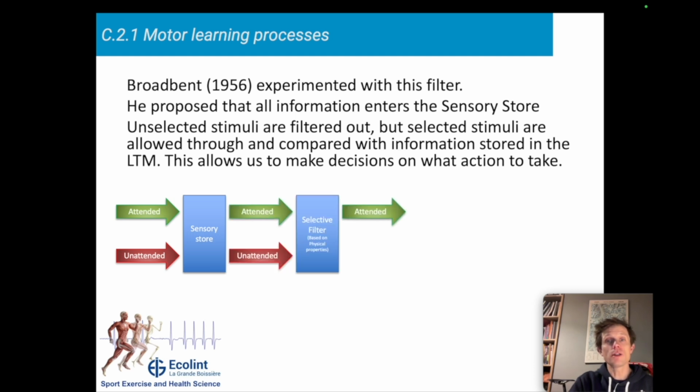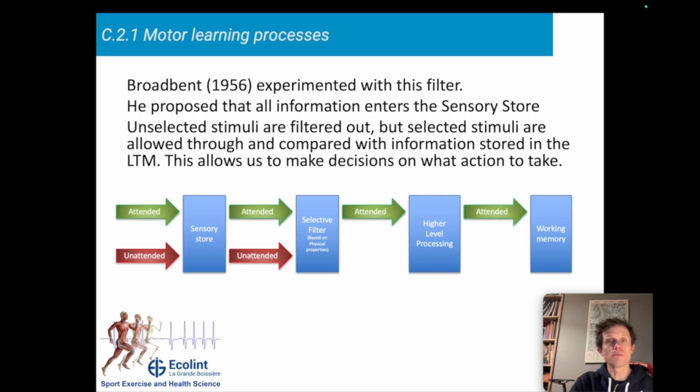And then only the attended information is going to make it through this selective filter, which can then be passed on for higher level processing and be entered into our working memory. The problem with Broadbent's system of this filter is that it was largely done on experiments to do with different hearing and auditory signals. The problem with this that he came up with is that the selective filter was based purely on physical properties of that auditory signal, for example, the volume or the type of auditory signal. And it looked at people's ability to filter out this particular signal based on these physical properties.